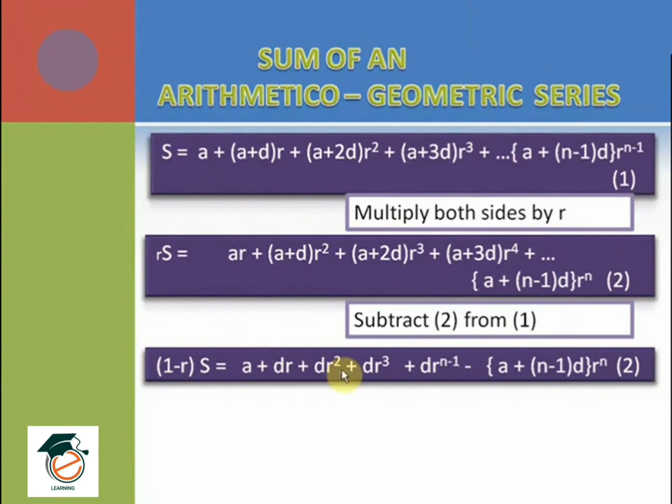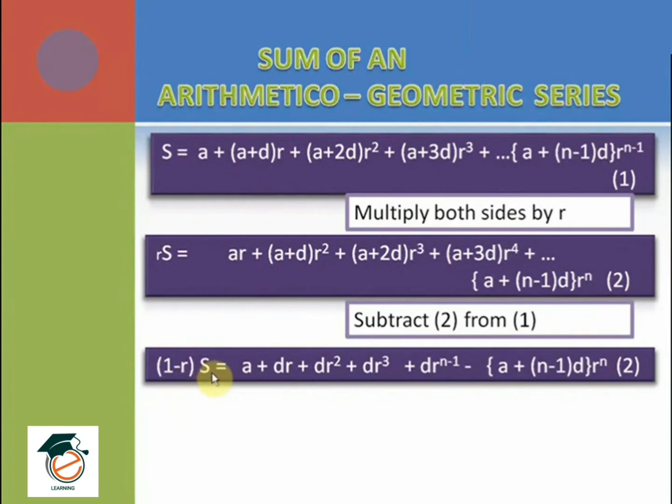a plus dr plus dr square plus dr cube and so on up to d into r to the power of n minus 1, minus this term, which remains a plus n minus 1 into d into r to the power of n. We see that if we subtract this term from this, what we get is dr. Similarly, we can subtract this term from this term to get dr square. We subtract this term from this term to get dr cube, and so on.